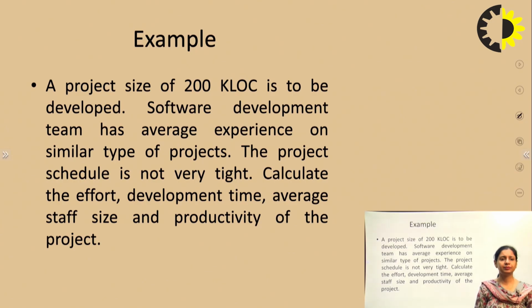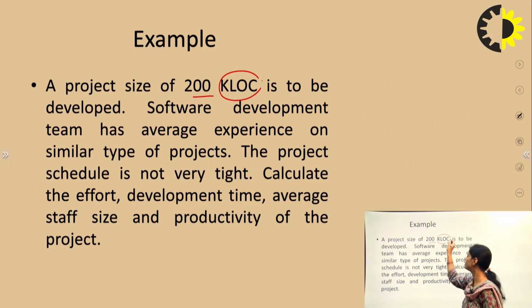So we have an example over here. We have the project size as 200,000 lines of code. So the KLOC would be 200 only, because KLOC we are considering as a single unit. The software development team has average experience. The project schedule is not very tight. So we need to calculate the effort, development time, staff size and productivity of the software.